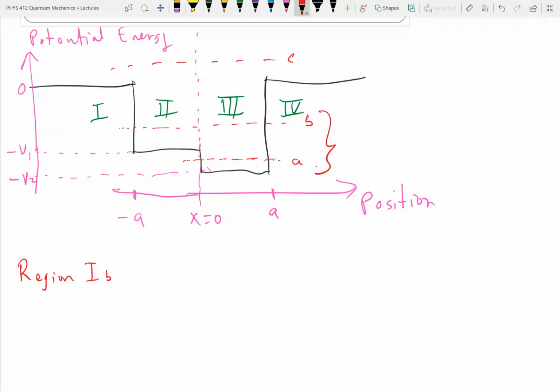I'll call it region 1B. So do we start by looking for an equation that fits the exponential decay in that region? Right. Because we've done it so many times, you know what you have. But we start with the Schrodinger equation and find the solution. That's always going to be this step.